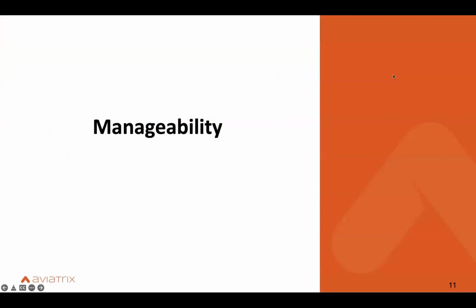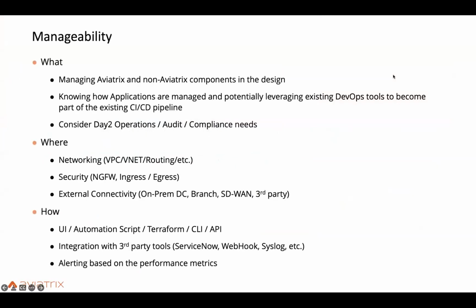Okay, so now moving on to manageability. When you're proposing a design, obviously it has to be managed by different teams, right? There could be different stakeholders managing it. So you need to cater to those requirements as well, right? And when it comes to managing, you have both Aviatrix managed and non-Aviatrix managed components in your design, right?